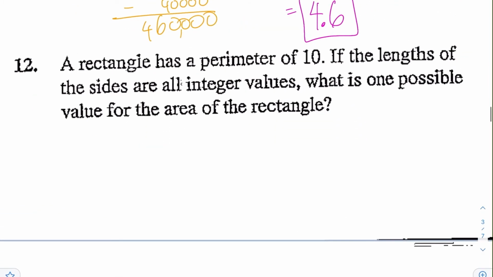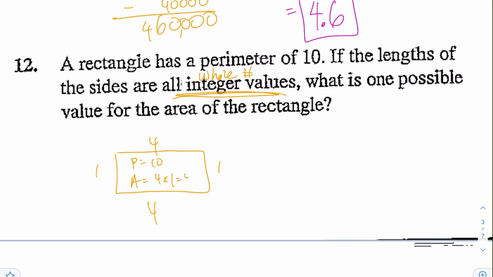Next, for number 12, a rectangle has a perimeter of 10. If the lengths of the sides are all integer values, what's one possible value for the area of the rectangle? So they're all integers, which means it's a whole number. So remember, a rectangle has 4 sides, so you can just make one of them 1. If we make 2 sides of this rectangle 1, the other sides have to be 4 and 4 to make the perimeter of 10, which means that the area will be 4 times 1, or 4.